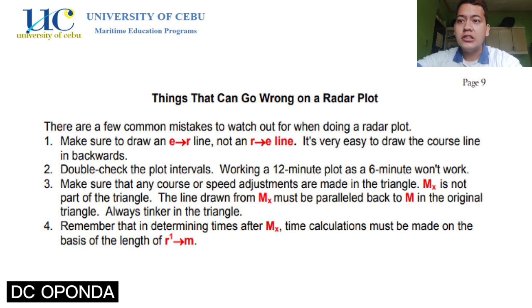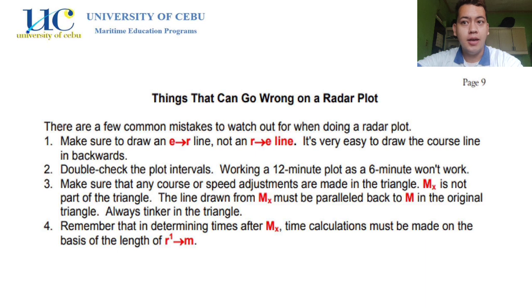Third, make sure that any cursor speed adjustments are made in the triangle. MX is not part of the triangle. The line drawn from MX must be parallel back to M in the original triangle. Always tinker in the triangle. Fourth and lastly, remember that in determining times after MX, time calculations must be made on the basis of the length of R1 to M.